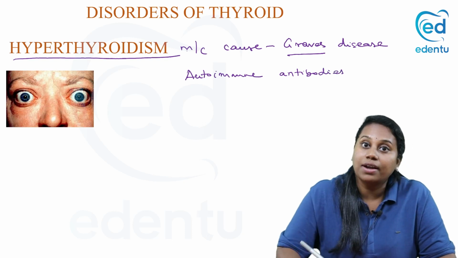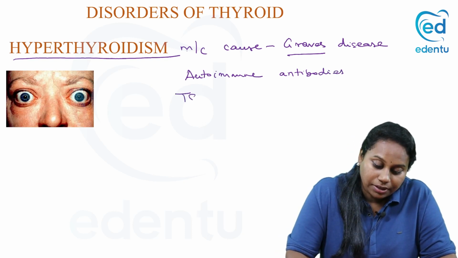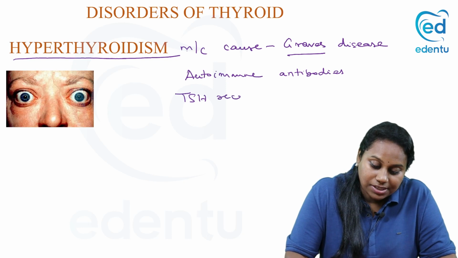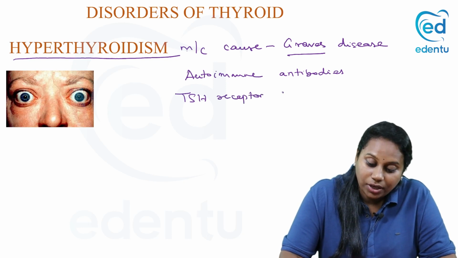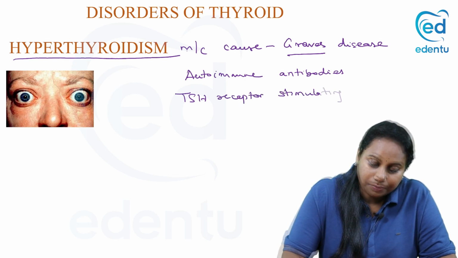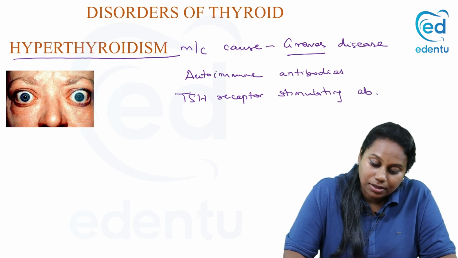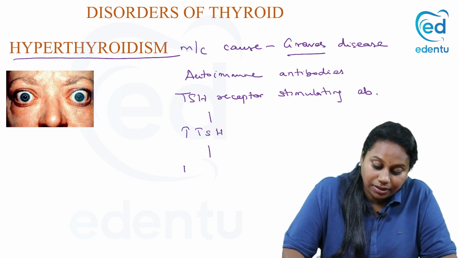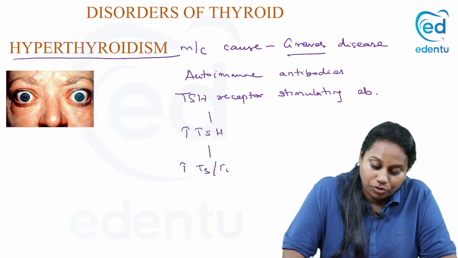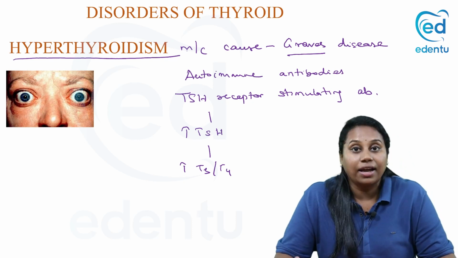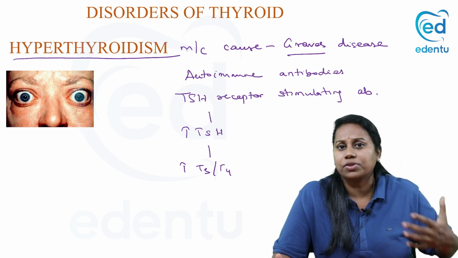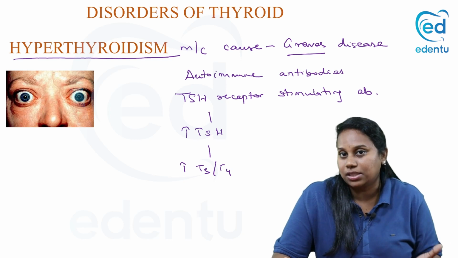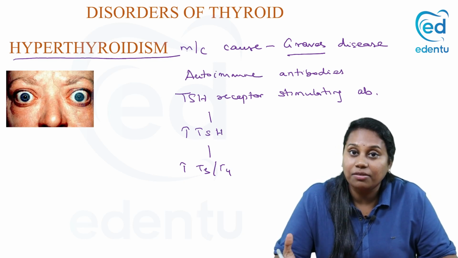The most important antibody produced here is the TSH receptor stimulating antibody. What this antibody does is it keeps on stimulating the TSH receptor. When it is stimulated, this will increase T3 and T4 production from the gland, and the gland also will become hyperactive because constantly it will keep on producing T3 and T4. So the gland is hyperactive.